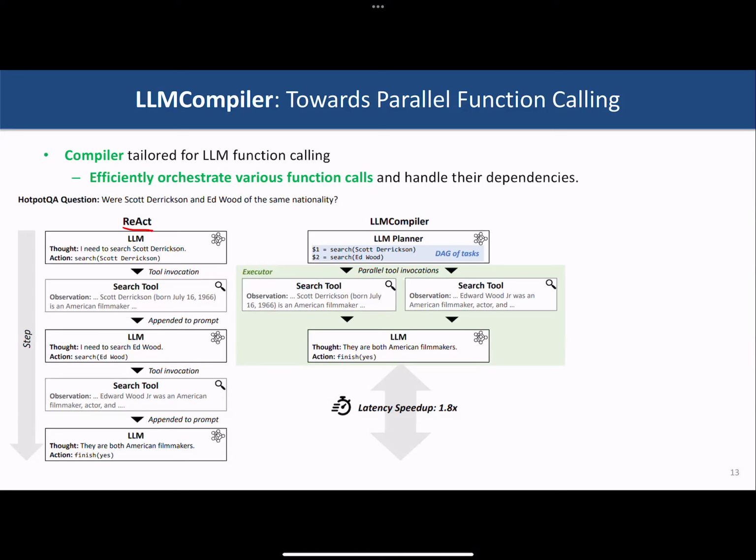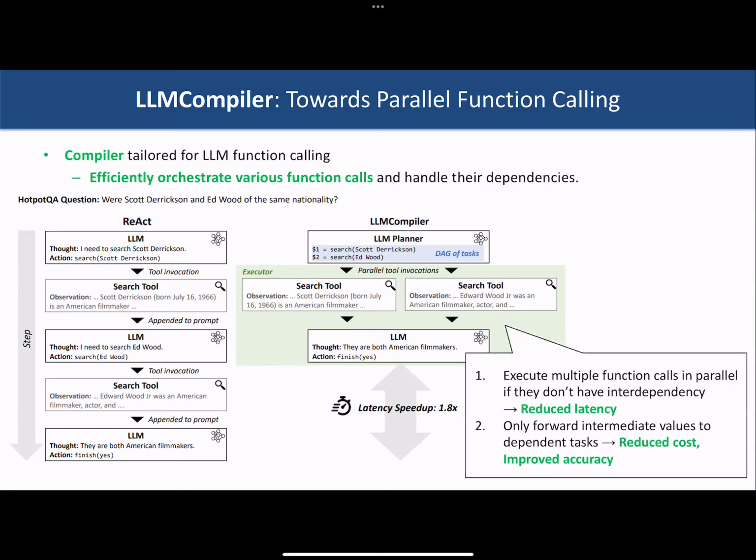So that's how we came up with the LLMCompiler solution, where you had a planner which can decide ahead of time that these two search tools can be happening in parallel, and then let it execute in parallel, and let it not interfere with each other. So there are multiple benefits that we can have from having this scheme.